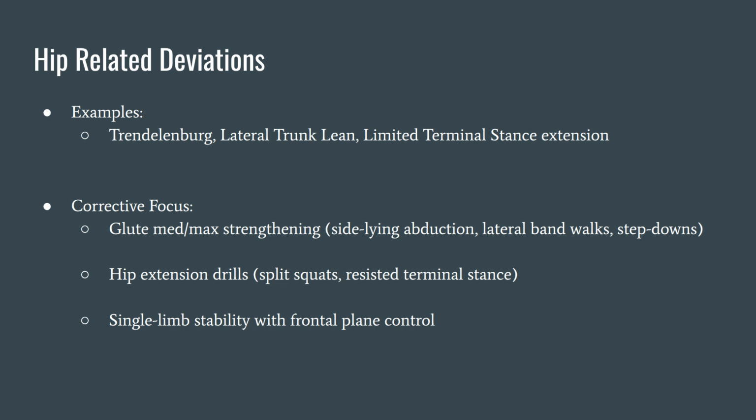Hip-related deviations. Trendelenburg, trunk lean, and limited terminal stance hip extension indicate poor hip control.